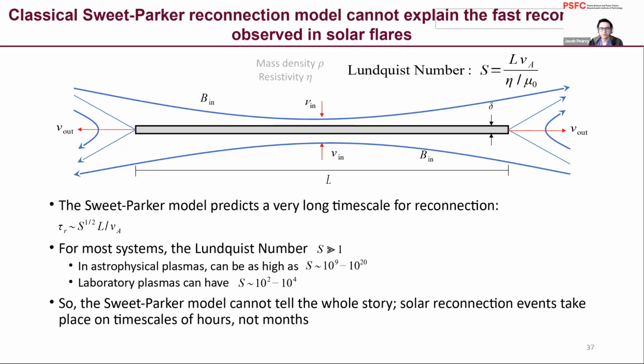And then based on those inflow and outflow measurements, the Sweet-Parker model predicts a very long time scale for reconnection, which scales as the Lundquist number to the 1/2. And in most systems, the Lundquist number is much larger than 1. For astrophysical plasmas like the solar wind, the Lundquist number can be as high as 10 to the 9 to 10 to the 20, which is just extremely high. It's actually very difficult to reproduce in the laboratory, but we can get high Lundquist numbers on the order of 10 to the 2 to 10 to the 4. So the Sweet-Parker model obviously doesn't tell the whole story. As I mentioned before, solar reconnection events take place on the timescale of hours and not months.